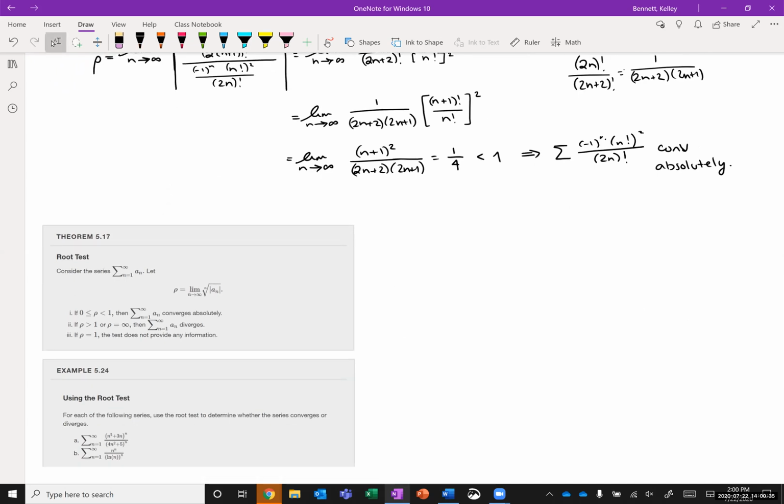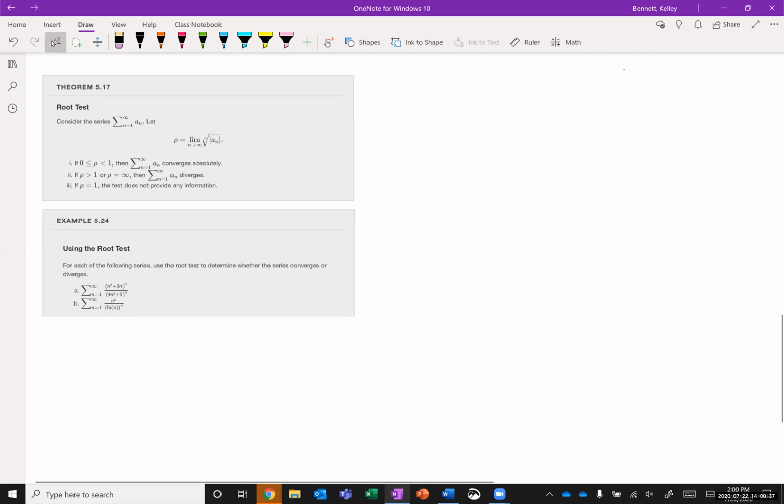The next and last test that we have is the root test. This is really useful when you have things raised to the nth power. The ratio test is more useful when you have factorials, because factorials cancel really nicely when you're looking at subsequent terms. But we still have the same result structure here. If rho is greater than or equal to 0 but less than 1, we get absolute convergence. If rho is bigger than 1 or infinite, we get divergence. And if rho equals 1, it's still inconclusive.